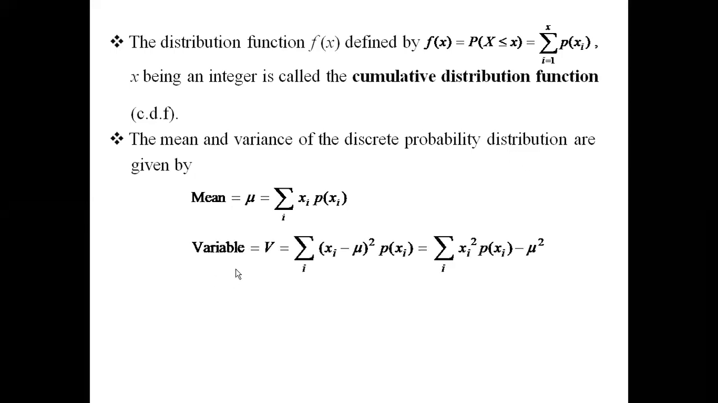Similarly, variance V is obtained by the formula summation of xi minus mu, the whole square, into p of xi, which on simplification gives us summation xi square p of xi minus mu square. We sum up all the products xi square into p of xi and subtract mu square, which gives us the variance V. Hence, standard deviation can be obtained as the square root of the variance. So these formulas about discrete probability distribution will now help us do the problems on the same.